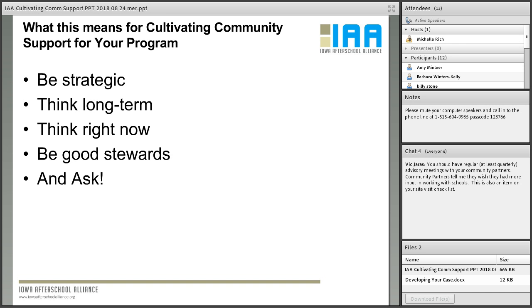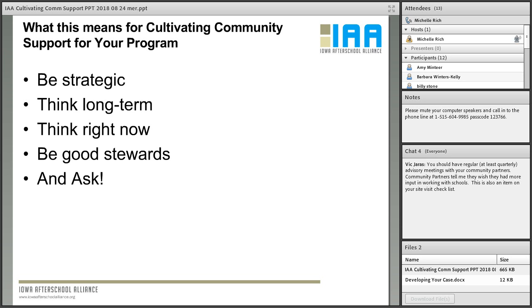This is, like Brittany said, it's often the hardest part of this process, but the most critical. We just need to make the ask and be out there showing that 21st century programs really do make a difference, and programs need community support to be sustainable in the long term.